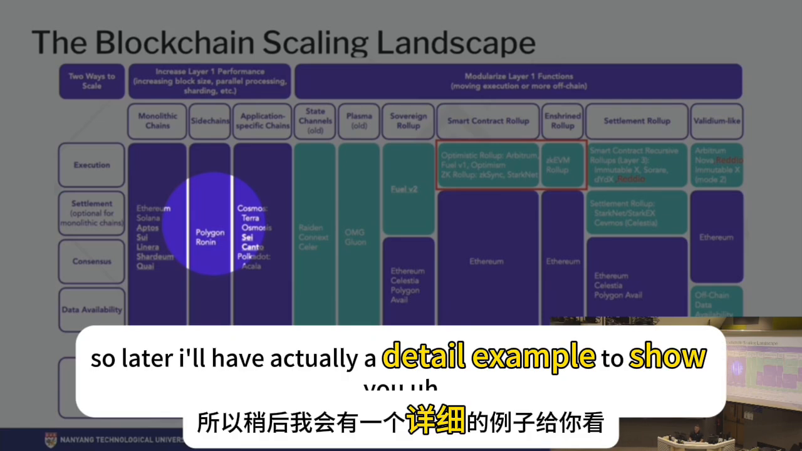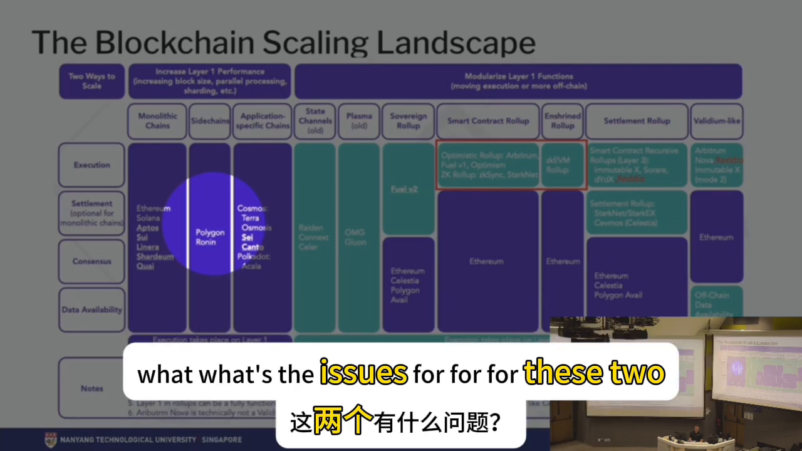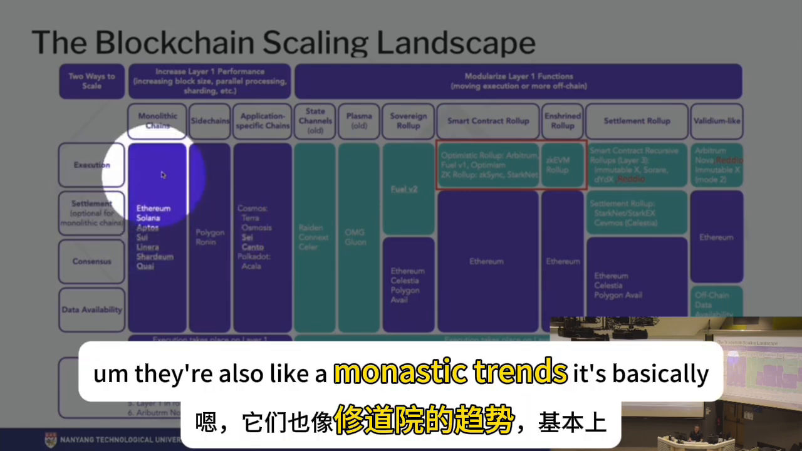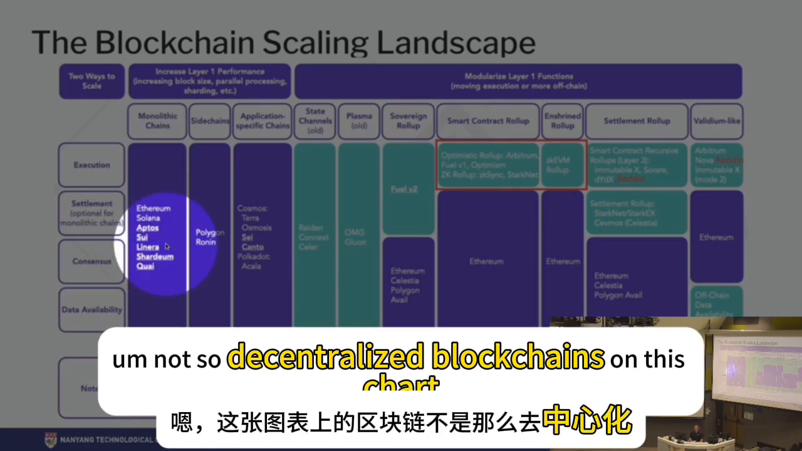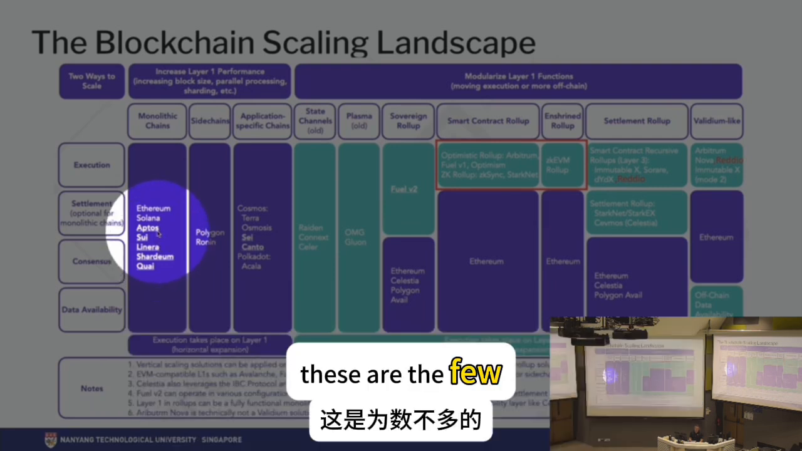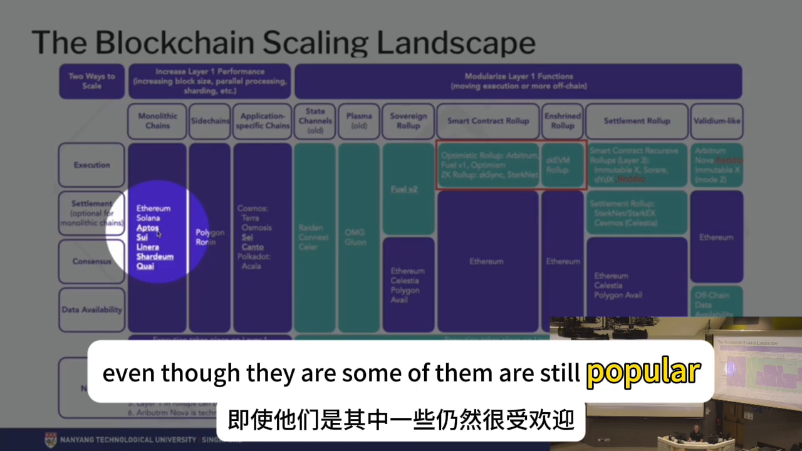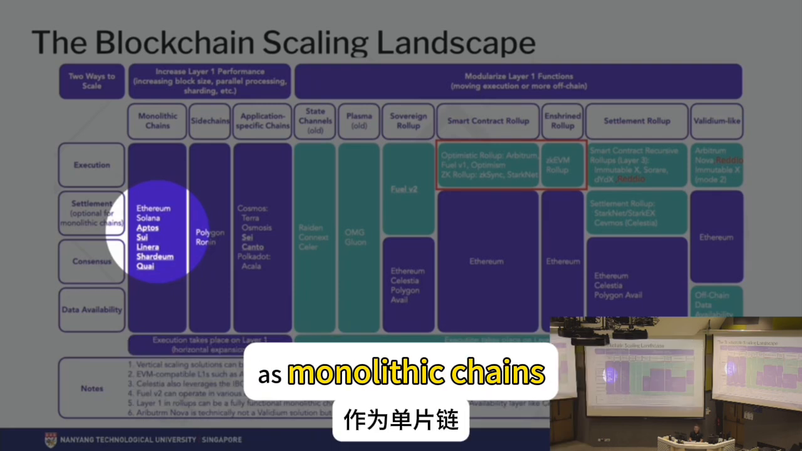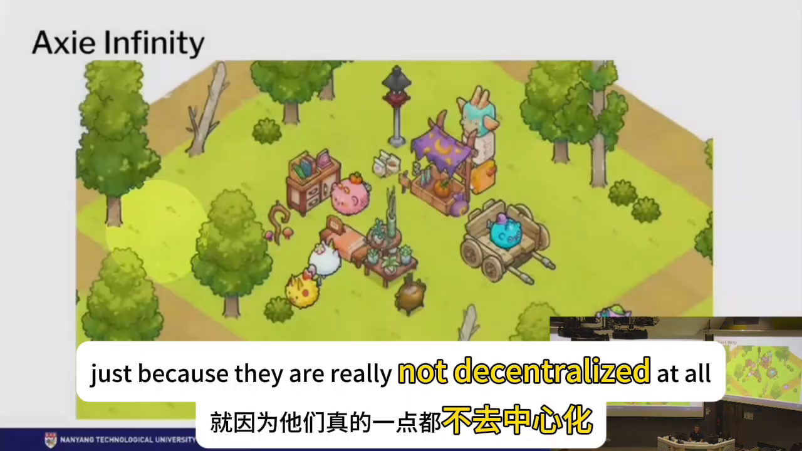Later on, I'll have a detailed example to show you what the issues are for these two and what happened in the middle. They're also monolithic chains. It's basically not-so-decentralized blockchains on this chart. Even though some of them are still popular, a lot of industry players define them as monolithic chains, just because they are really not decentralized at all.